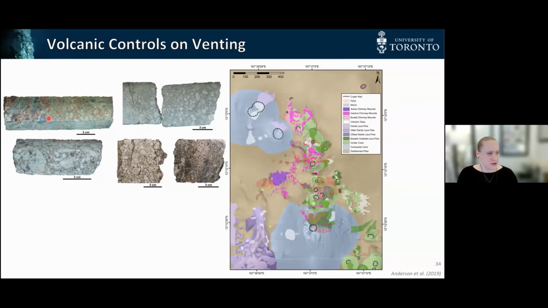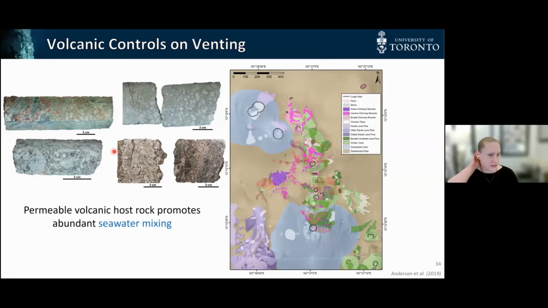So the important thing is, even though the volcanism at the seafloor is not temporally related to the formation of the vents, this is telling us something about the substrate that our fluids are moving through. And these kinds of host rocks are really permeable. So what we get is a lot of seawater mixing near the seafloor.